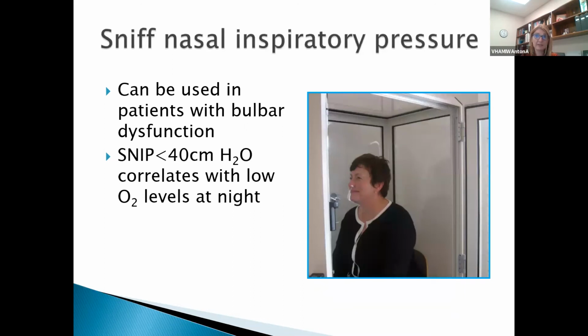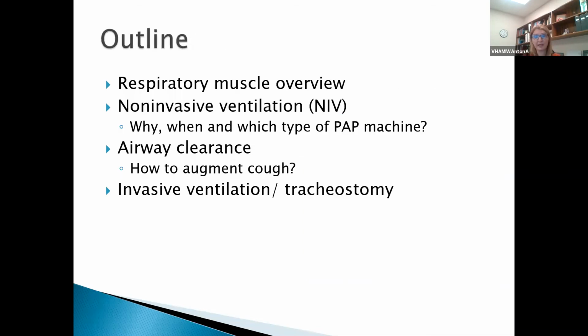The sniff nasal inspiratory pressure, just to show you how it's done, can be easier to perform in patients that have bulbar dysfunction, mainly because they cannot seal their lips around the mouthpiece. And again, a value less than 40 correlates with low oxygen level at night.